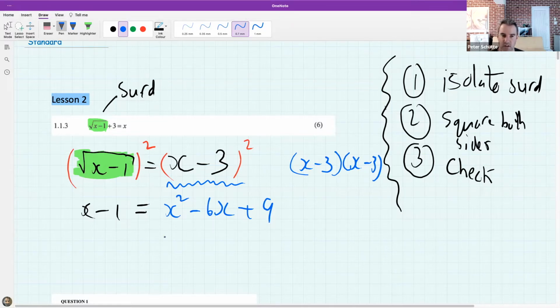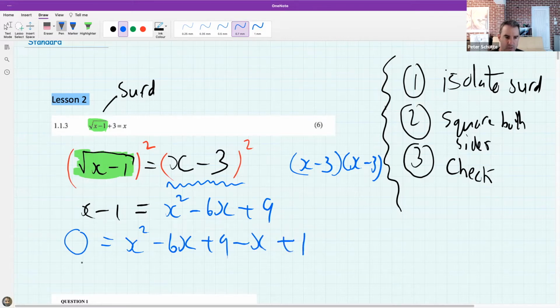So that is that part. Then you have to obviously put it in standard form. And so you'll get, well, let's do all that. So minus 7x plus 10.